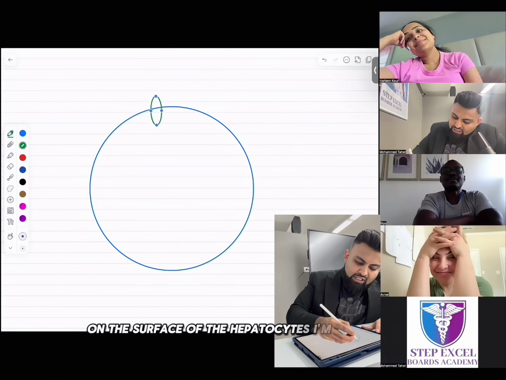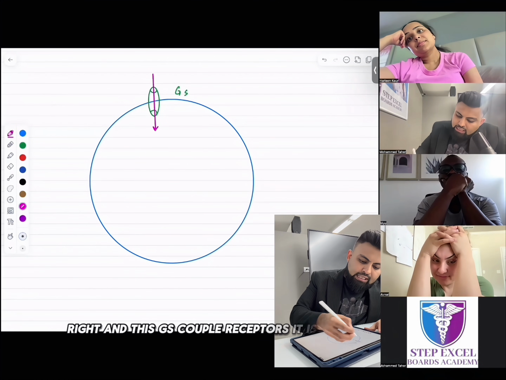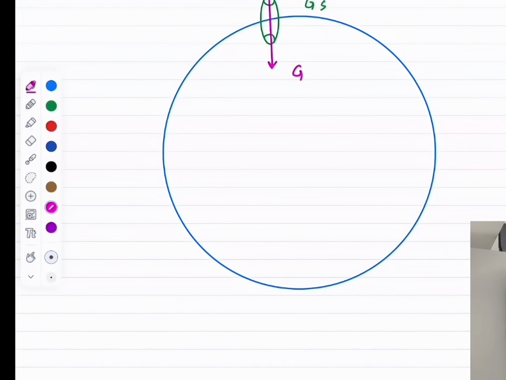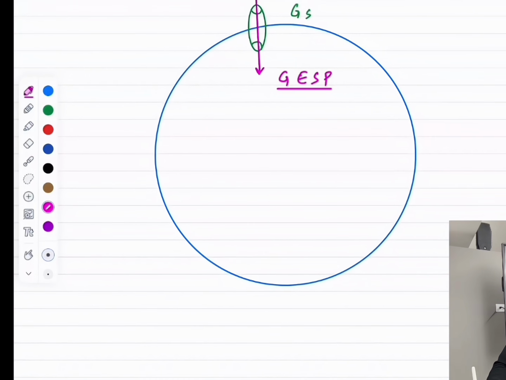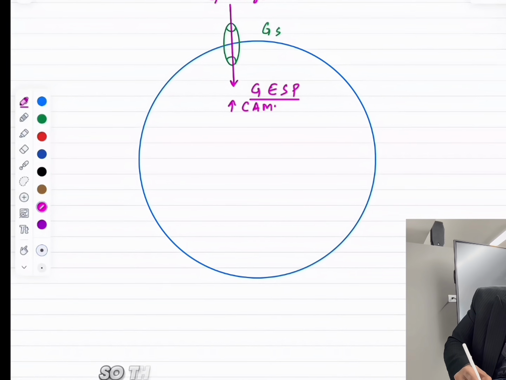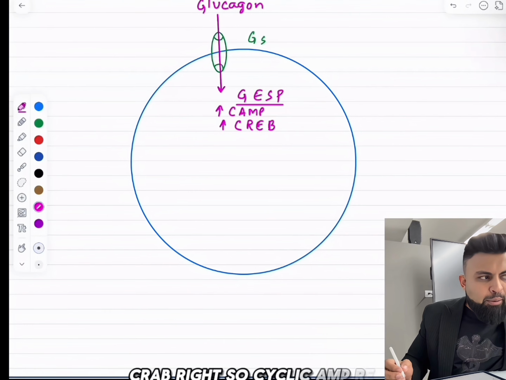On the surface of the hepatocytes, I have these G protein coupled receptors. So this Gs coupled receptor, what is it? Glucagon. When glucagon is working, it is responsible to activate the G protein, enzyme, second messenger, protein kinase pathway, right? So an increase in adenylate cyclase and an increase in cyclic AMP. That is what increases the activity of cyclic AMP response element binding protein.